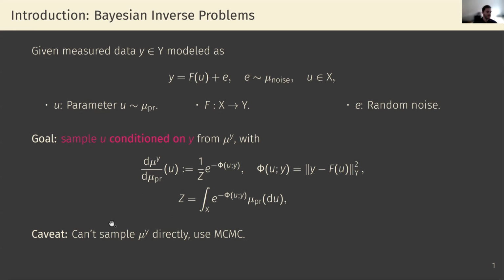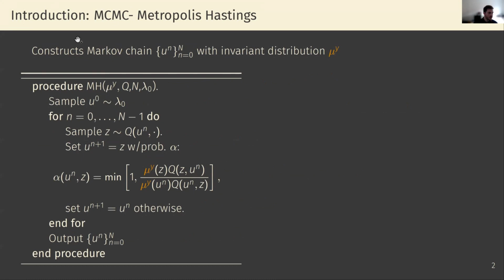There's a caveat here, and it is that we want to sample from this posterior distribution, but we cannot do it directly, and usually we need to use Markov chain Monte Carlo methods to do so. So the idea behind MCMC methods is to construct a Markov chain whose invariant distribution is mu y, the posterior that we want to ultimately sample from.